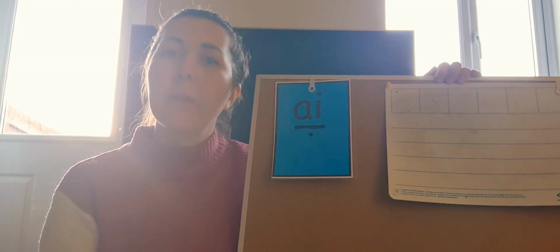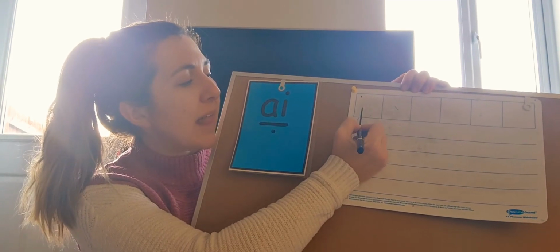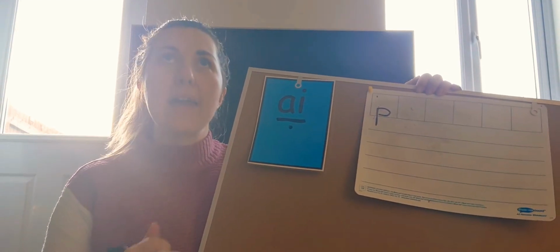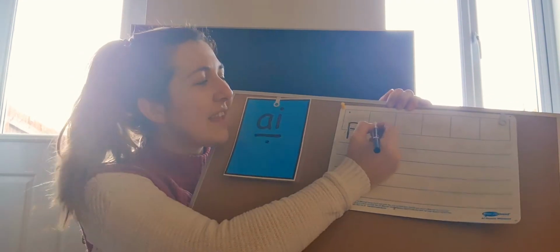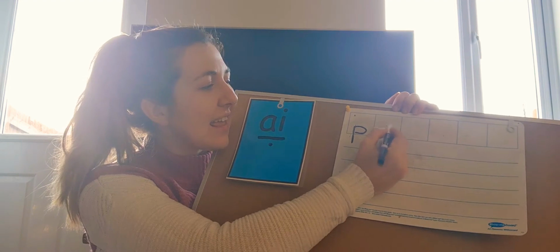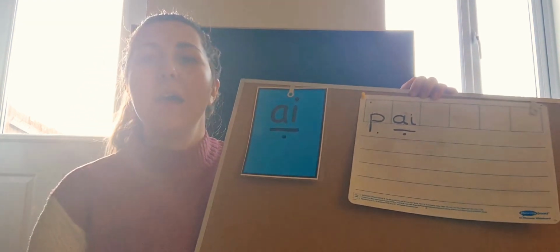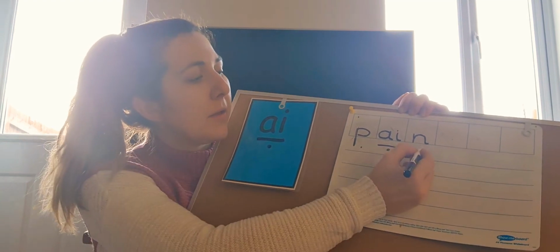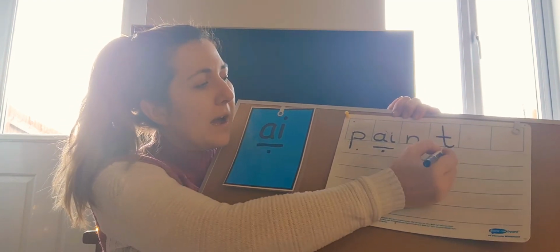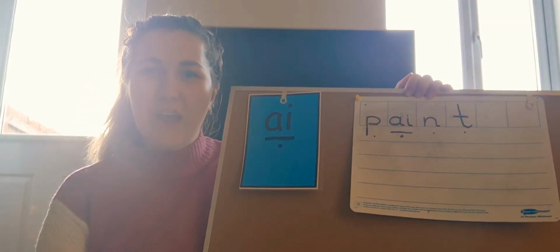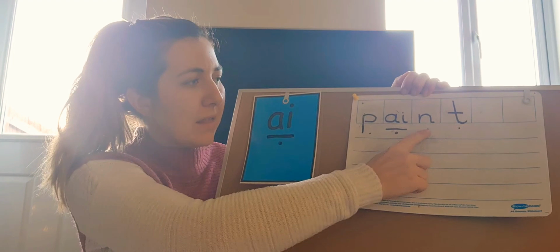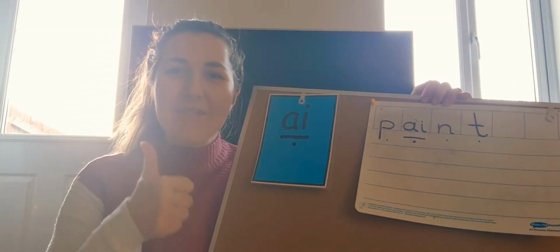Who's ready for a challenge? What's the first sound that you can hear in paint? P, that's right. Down the pirate's plait, back up and around the pirate's face. What's the next sound? A. Ooh, that's the digraph we're learning today, isn't it? A. N. T. Wow, that was a challenge. Shall we push our sound buttons? P. A. N. T. Paint. Great writing, everyone.